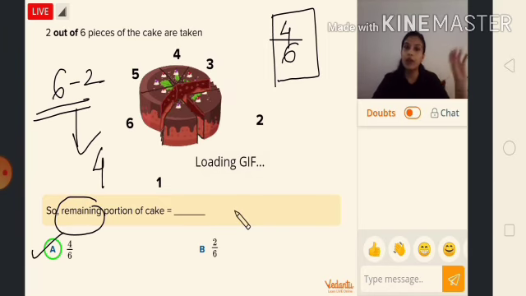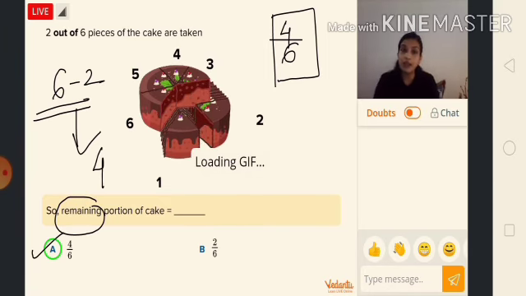I'm not asking to represent the portion eaten using a fraction. In that case, it would be 2/6. But I am just talking about the remaining portion of the cake. So for the remaining portion, it will be 4/6.